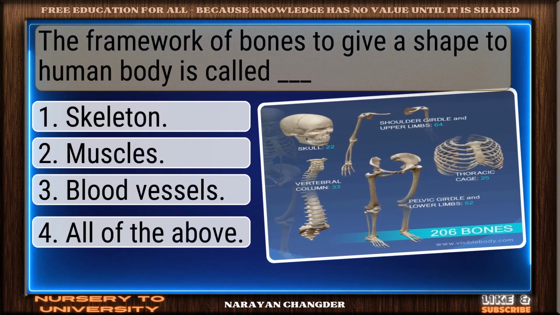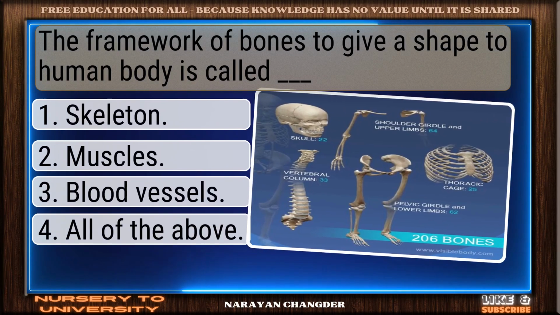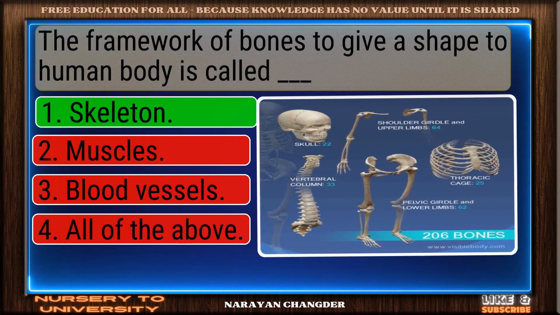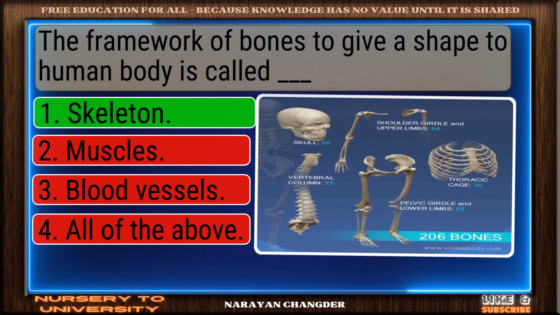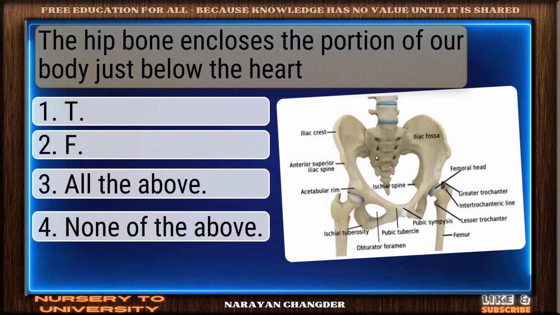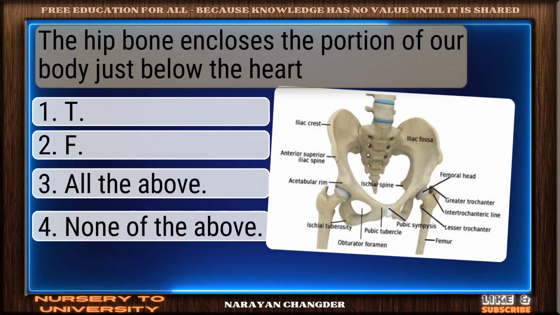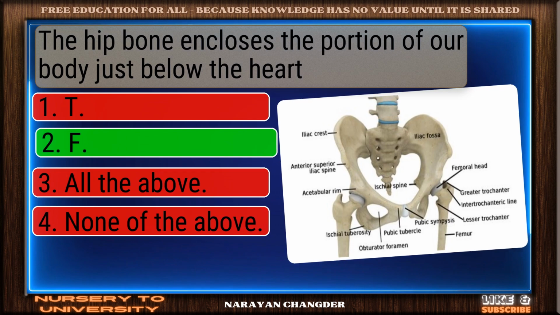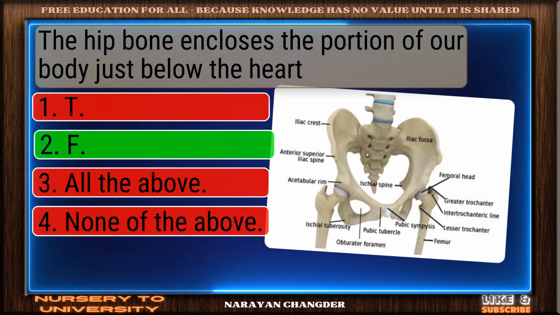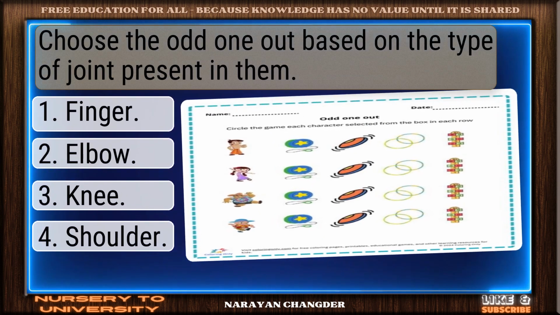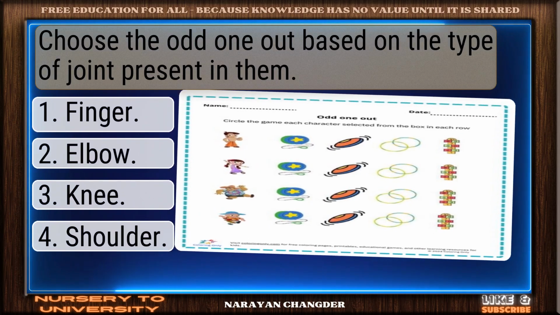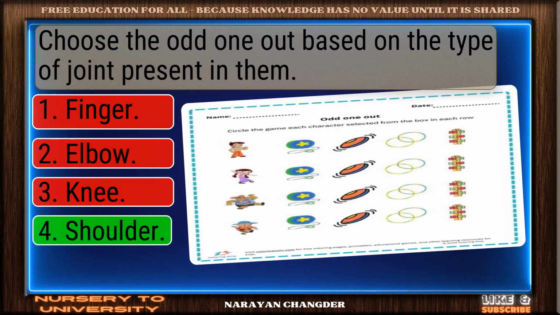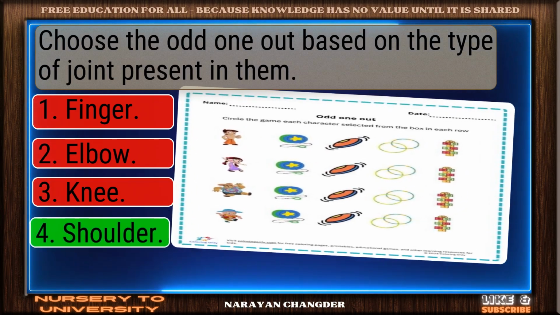The framework of bones to give a shape to the human body is called dash. On track. Skeleton is the correct answer. The hip bone encloses the portion of our body just below the heart. Great thinking. F is the right choice. Choose the odd one out based on the type of joint present in them. You're right. Shoulder is the correct answer.